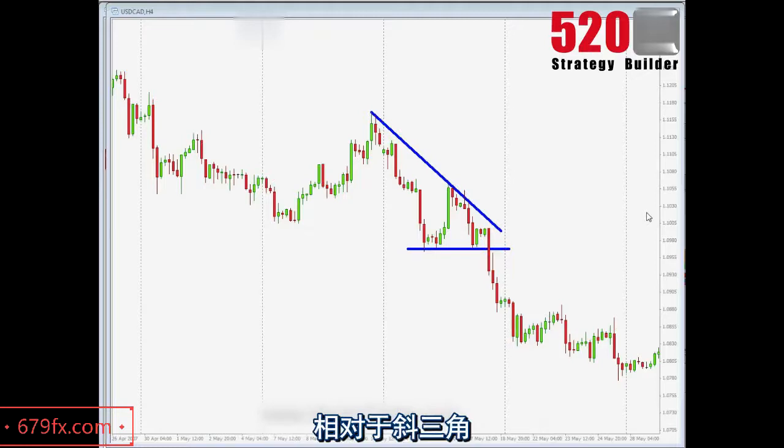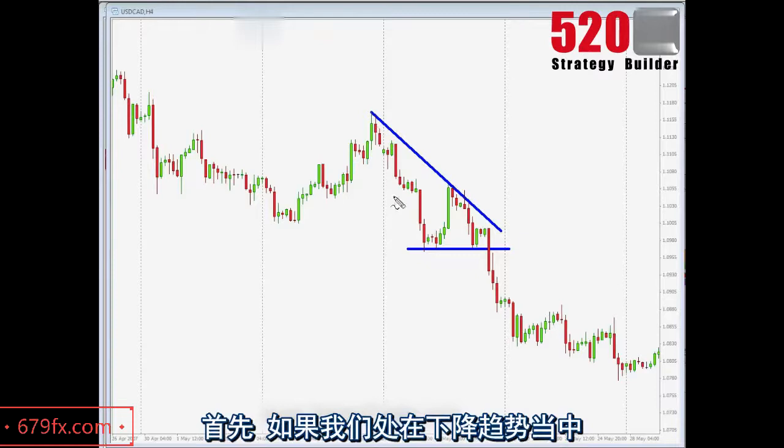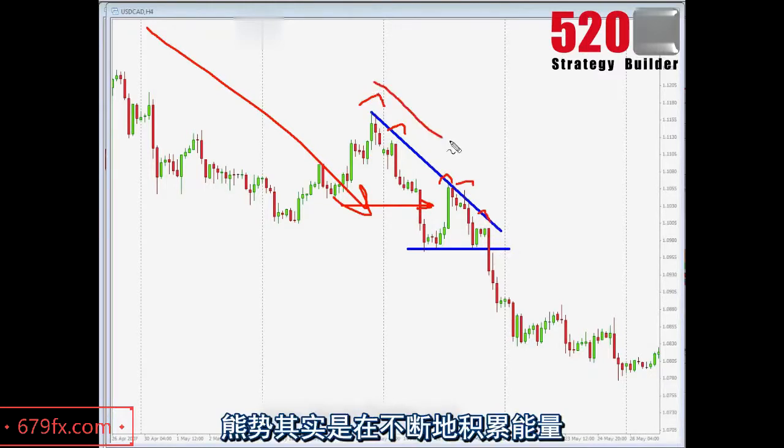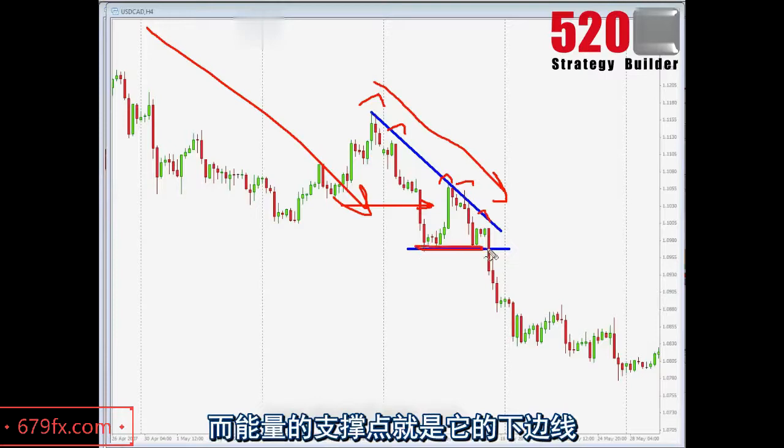In my opinion, flat bottom triangles or flat top triangles are the same thing. I like them better than regular triangles, and I'm gonna explain the reason why this is the case. Basically, if we have a downtrend, a down move into the consolidation area, and we keep making lower highs within the triangle, we are basically building up pressure. The bears are building up pressure onto the bulls at this price level.